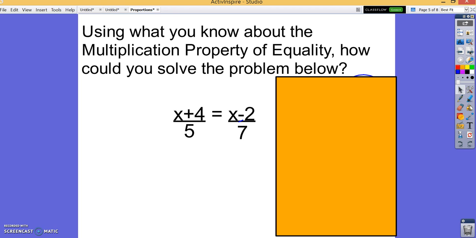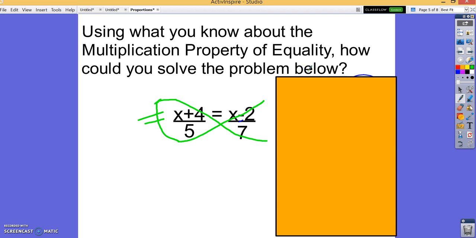Okay, using what you know about the multiplication property of equality, how could you solve the problem below? Basically, what you need to do is remember that we have our strategy of the multiplication fish. What you can do here is multiply this side times this side and set it equal to this side times this side. Now these problems are a little bit fancier than what we did before, but all you're doing is multiplying 5 times the quantity x minus 2 and setting it equal to 7 times the quantity of x plus 4.